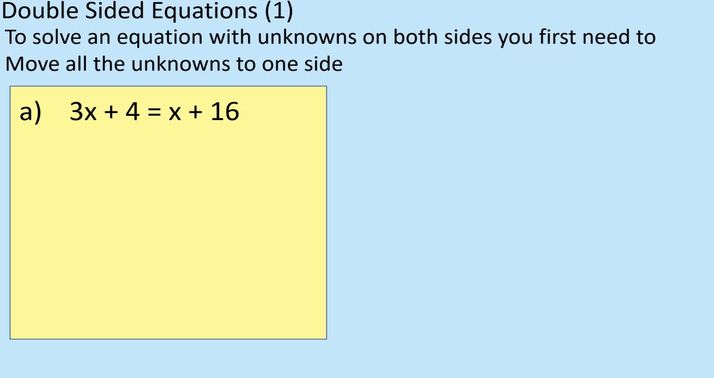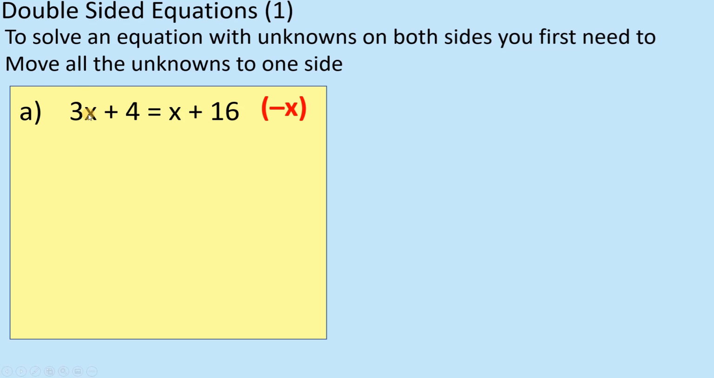We've got 3x plus 4 equals x plus 16. If I'm going to get my x's onto one side, you'll notice straight away that I've got 3x on the left and an x on the right. For me, it's much easier to keep your x's positive, so take your smallest x to the other side. My smallest x in this case is the x, because the other one is 3x. So I'm going to move that x to this side. I'm going to take away the x, and when I move the x to the side, it becomes minus.